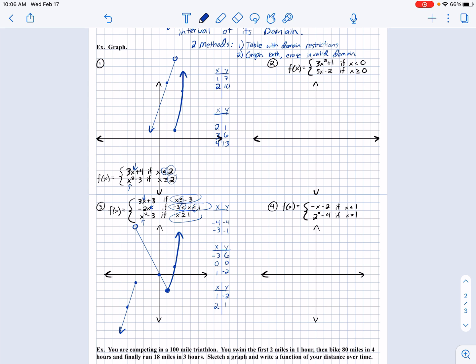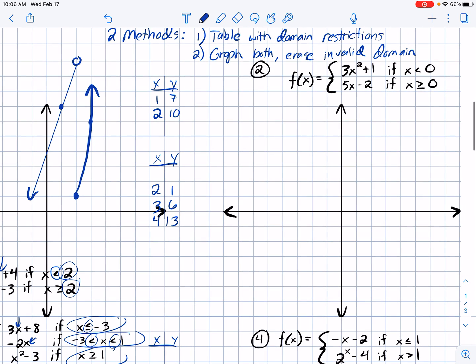Okay, 2 and 4 on your own. Go ahead and give them both a try. For number 2, you should have had a quadratic that was starting here at 1 with an open circle. And then the next point I would have used was -1, which would have gotten you 4. And you know this is a quadratic curving up.